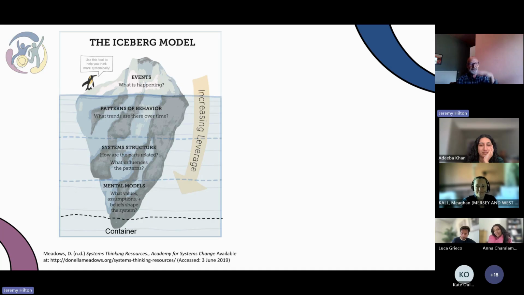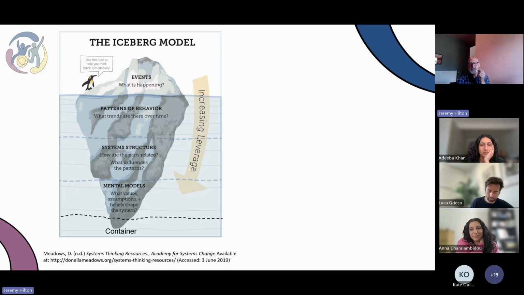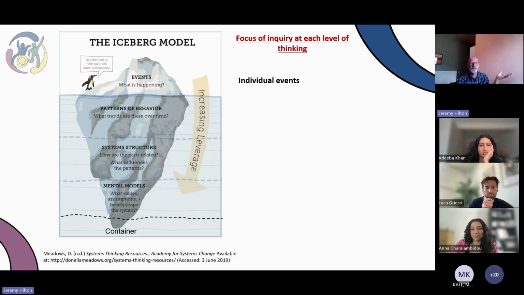So it's this thinking to depth, and that arrow with increasing leverage is more or less saying, if we want to have a sustainable change, we've got to work down into the depth. We can't just look at the individual events that are going on. So we can see stuff happening, and as I mentioned before, we've got these perspectives and motivations, assumptions that we individually bring.